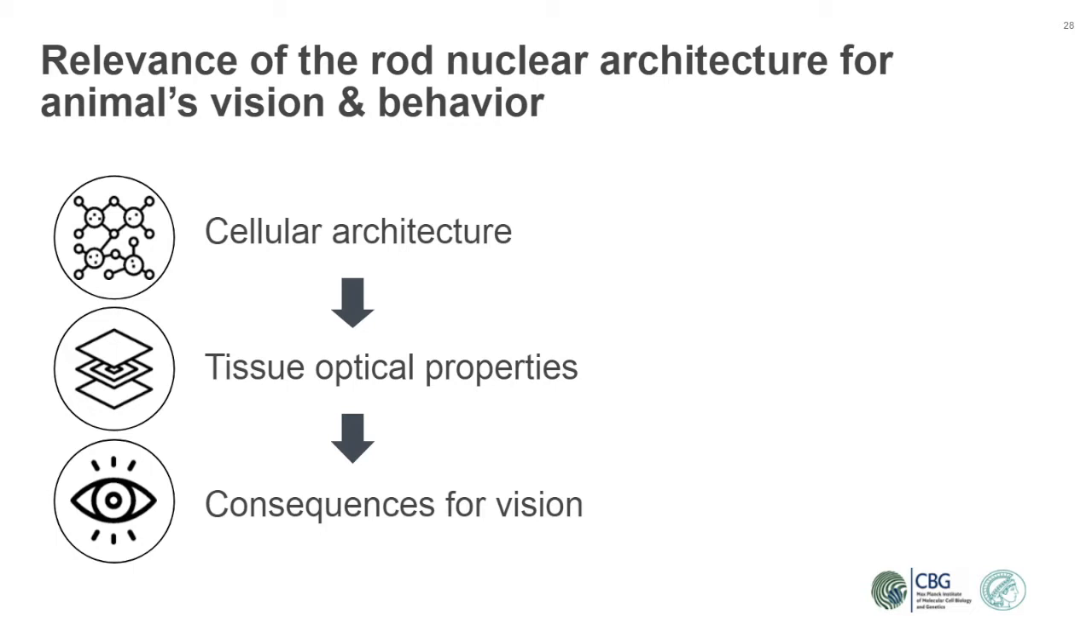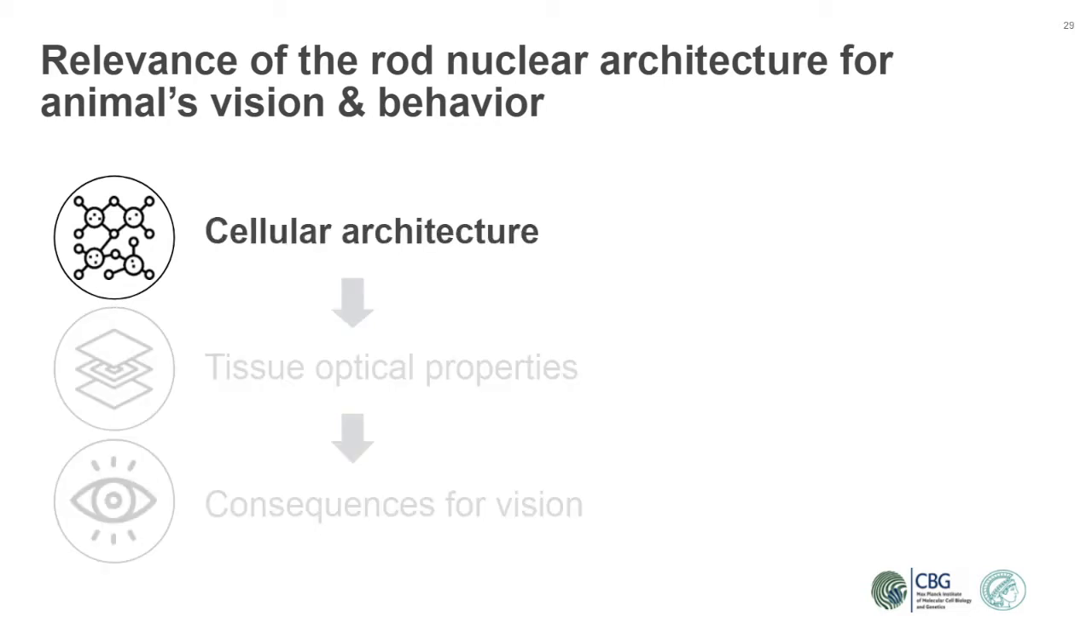In this study that I will talk to you about today, we have shown that changes in the cell architecture of the retina can have a large impact on the optical properties of the retinal tissue and also significantly improve visual abilities. To start with, let's look at the cellular architecture.